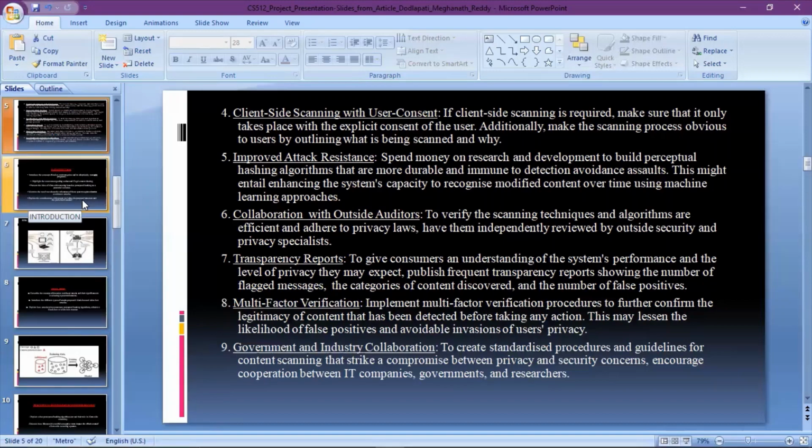The main background of this is that end-to-end encryption in messaging platforms enables secure and private communication between users. However, concerns have been raised that this widespread adoption of E2EE might facilitate the undetected sharing of illegal content.